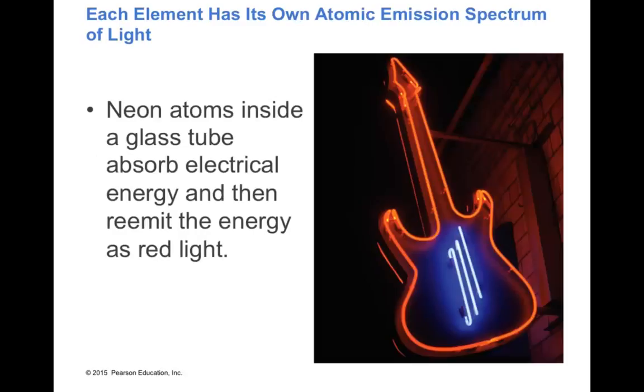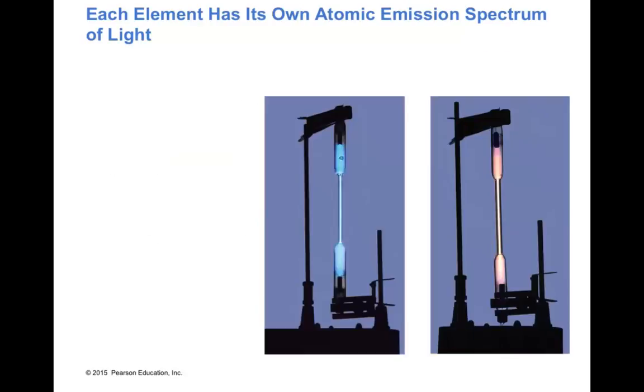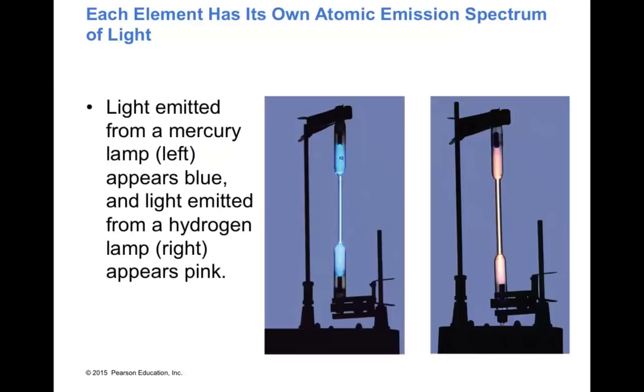Neon atoms inside a glass tube absorb electrical energy and then re-emit the energy as red light. Here we have an example of mercury on the left, this tube with mercury, which emits blue light, while hydrogen on the right emits a pink light. Each of these elements emits specific wavelengths and a specific color.